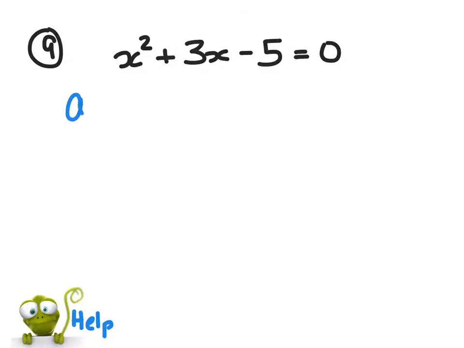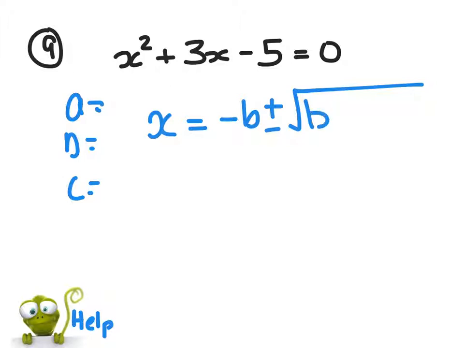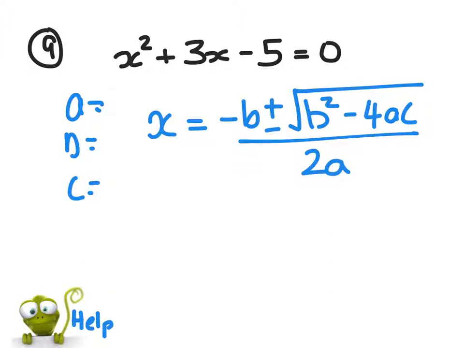Question 9, quadratic formula. So again, find your a, b, c, and then plug them into the negative b plus or minus square root of b squared minus 4ac, all divided by 2a.